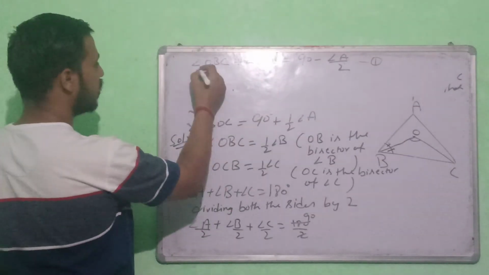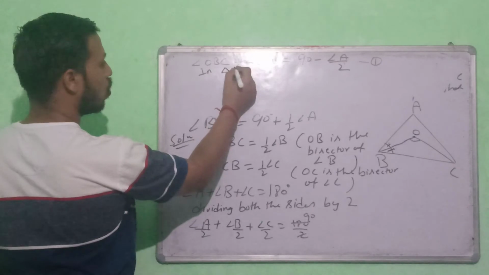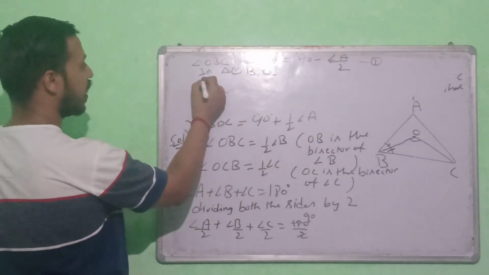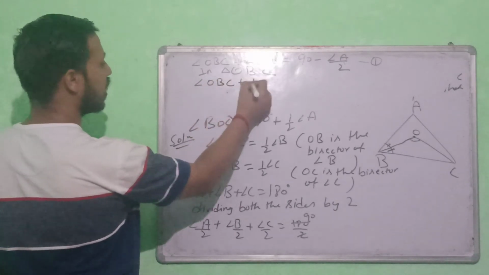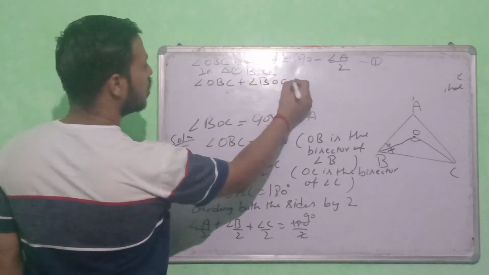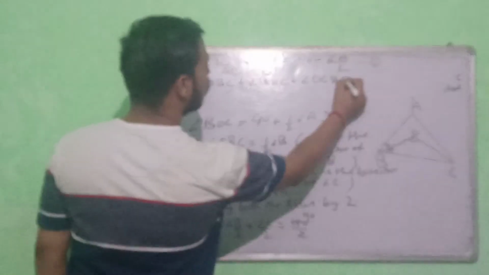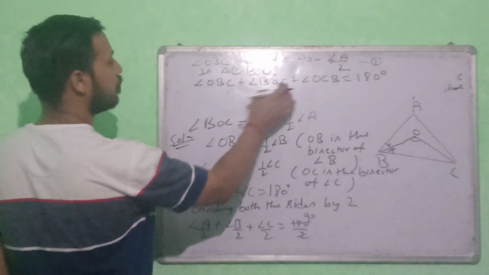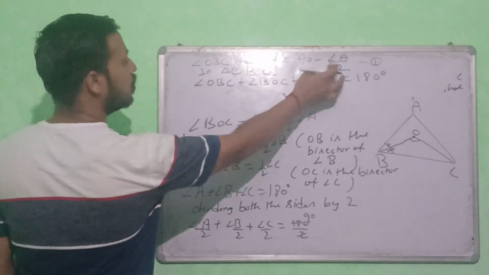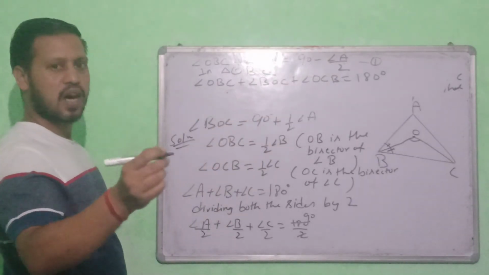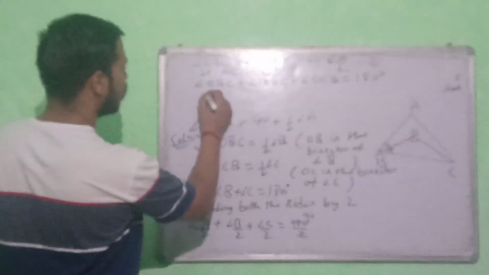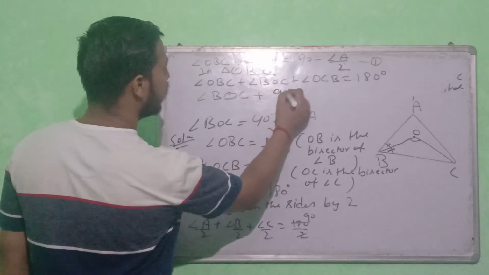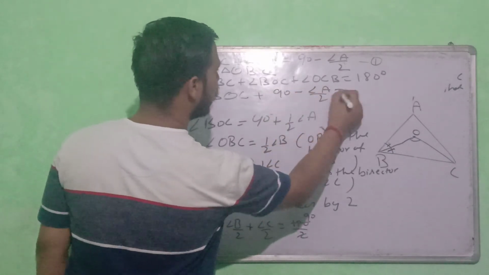Second, in triangle OBC. I am talking about triangle OBC. In the triangle, angle OBC plus angle BOC plus angle OCB equals 180 degrees. We know that the value of OBC plus OCB equals 90 minus half of angle A. So angle BOC plus 90 minus half of angle A equals 180 degrees.